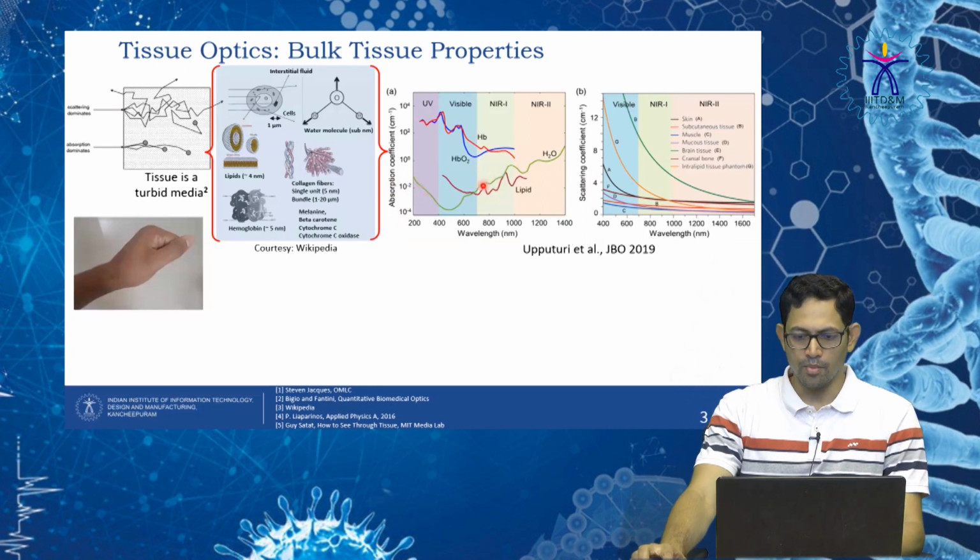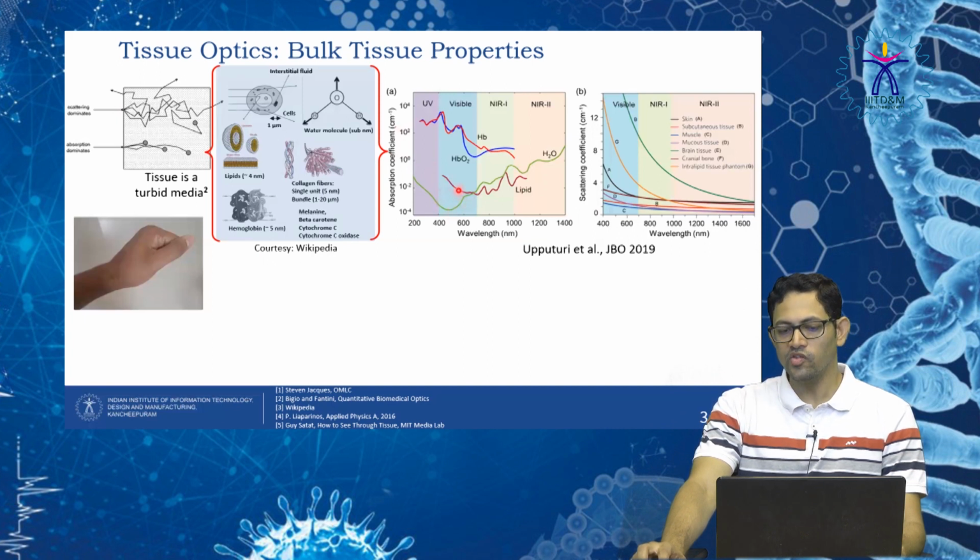For example, if you see H2O, which is water, at 1200 nanometers, that is in the NIR. So let me go to the visible range, that is around 650 nanometers, which corresponds to the red color. You can see over here it has an absorption of around 10 to the power minus 3. This is a logarithmic scale that you see over here. So it would be around 10 to the power minus 3 per centimeter. That is the value of its absorption coefficient.